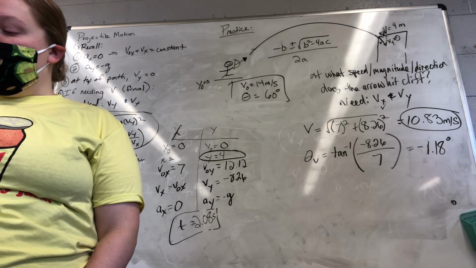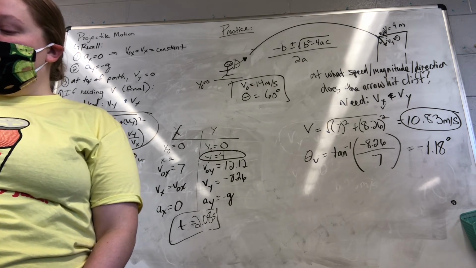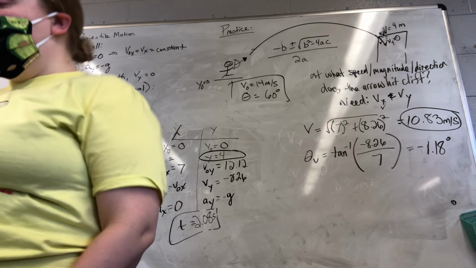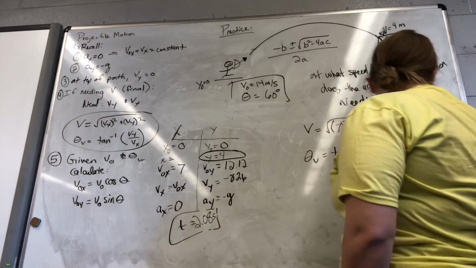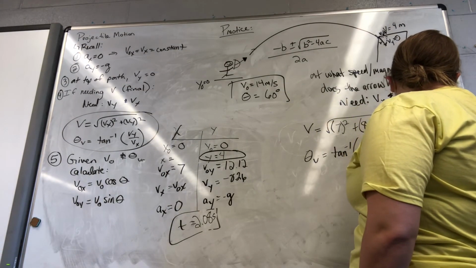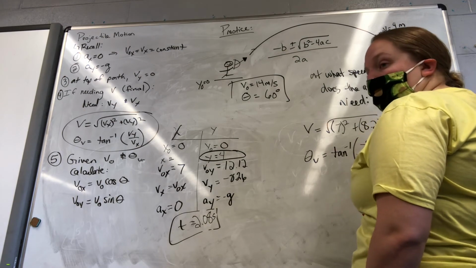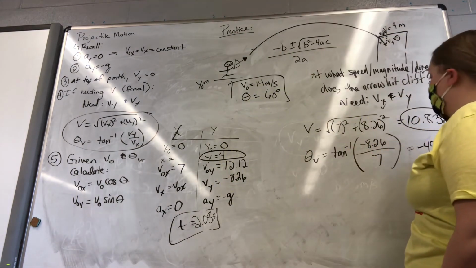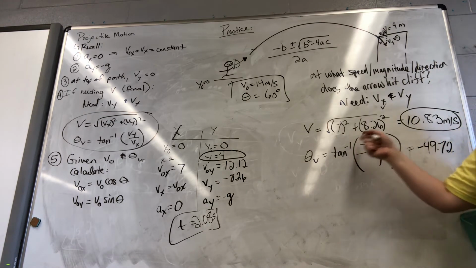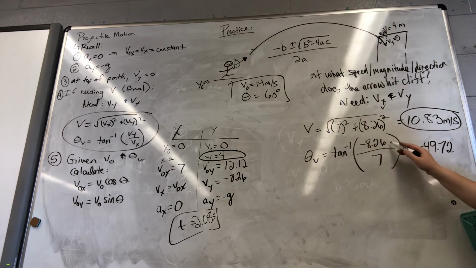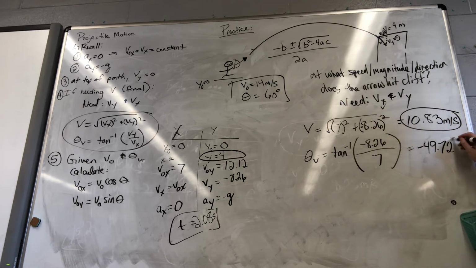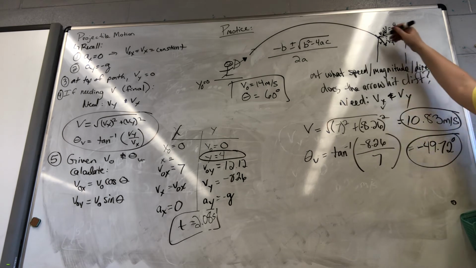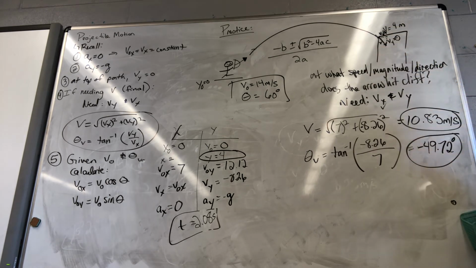Okay, so negative 8.26 divided by 7. I did get that. I got negative 49.72. Okay, wait, why is it positive? Do the square root again. The 8.26 part. And now negative. So this one is negative? Is that what you're asking? Yeah, like why is the first one positive and the second negative? Oh, it's not, but when you square a negative number, the negative goes away. That's all. Okay. That's a good question. Okay, so that means we're below the horizontal at negative 49.72 degrees.